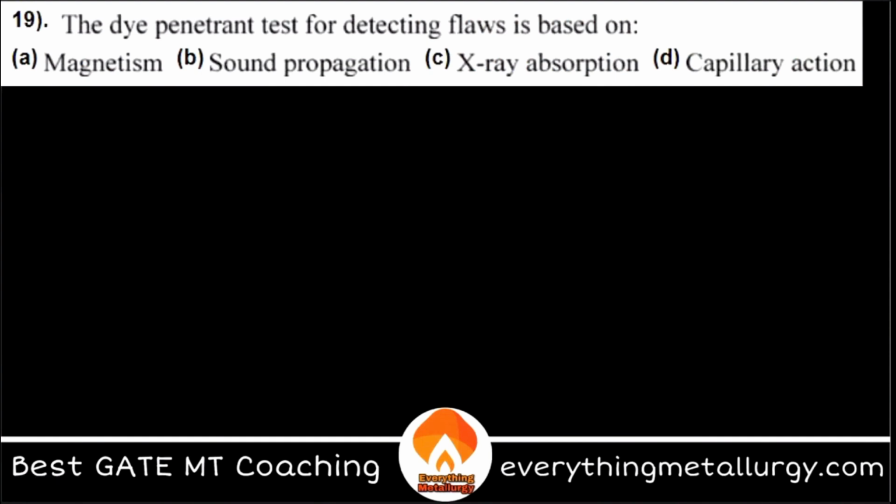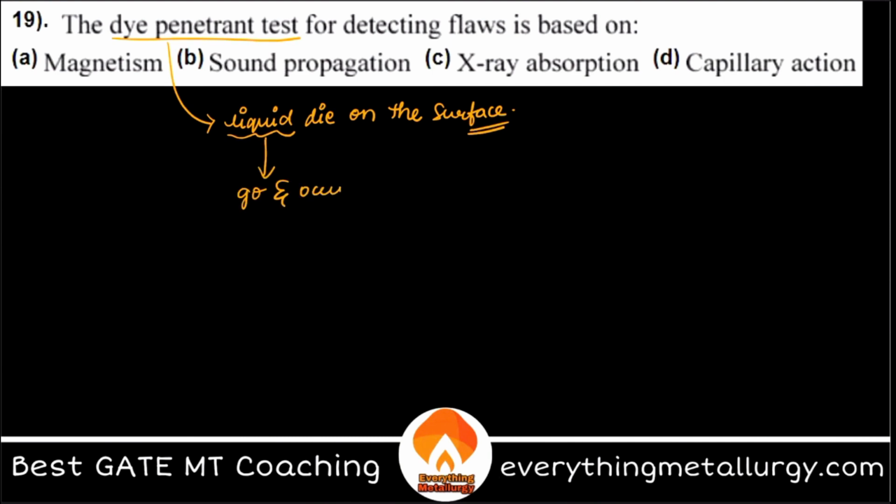The dye penetrant test for detecting flaws is based on what? So in dye penetrant test, we basically add some liquid dye on the surface. If you have any surface cracks or surface flaws, this liquid will tend to go and occupy the flaws. So this is by capillary action.